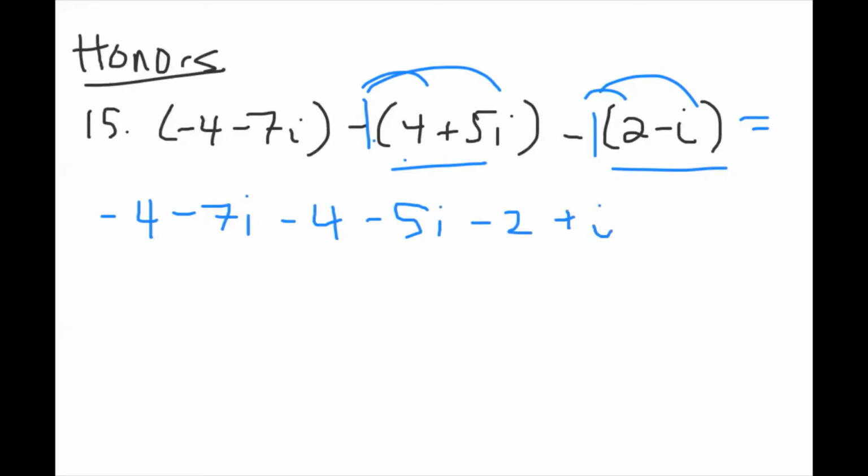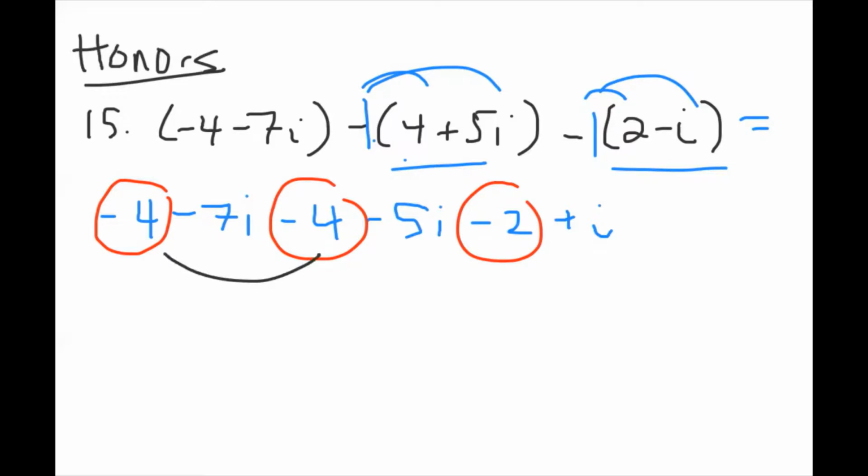Now I can combine like terms. So I'm actually going to circle my real numbers here. If you have different colored pencils, this is great to do that with. So I got negative 4 combined with negative 4 gives me negative 8. And then negative 8 combined with negative 2 gives me negative 10. So I got negative 10 as the real part of my answer.